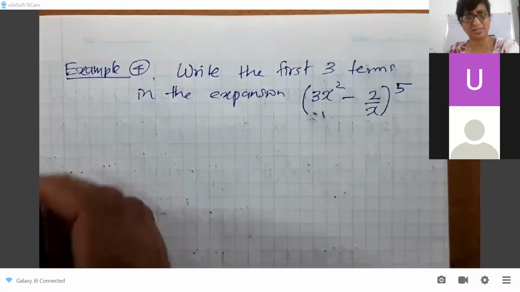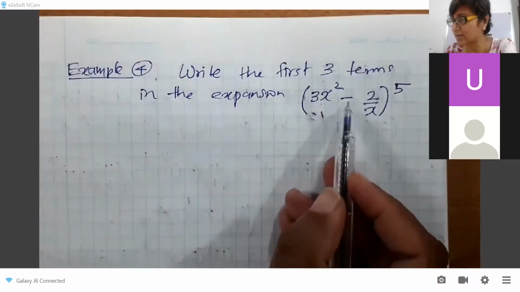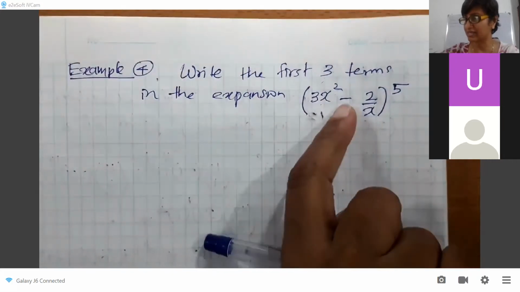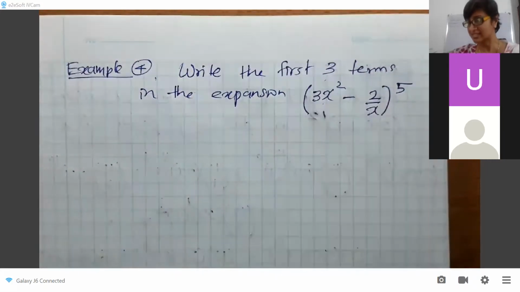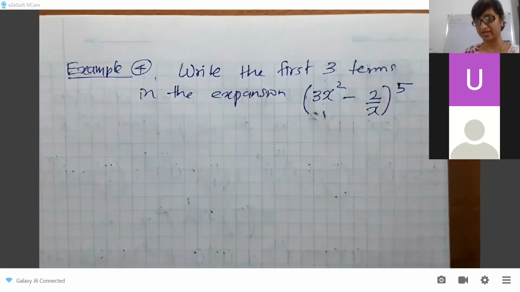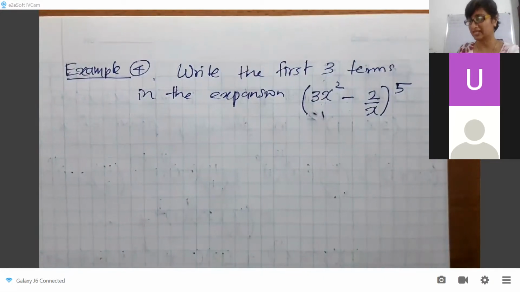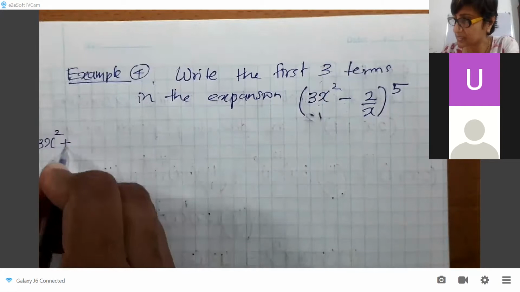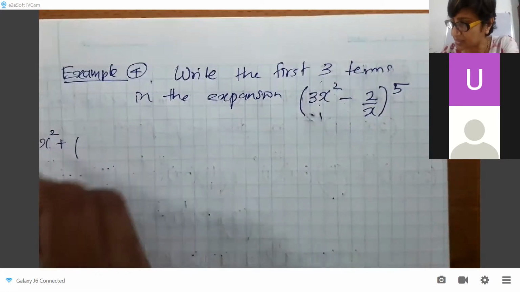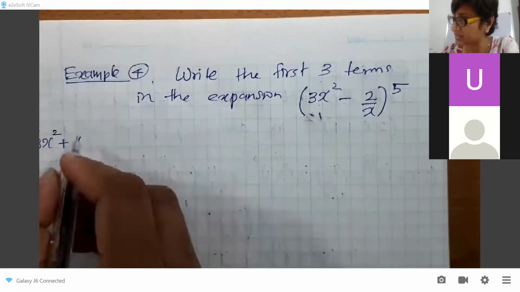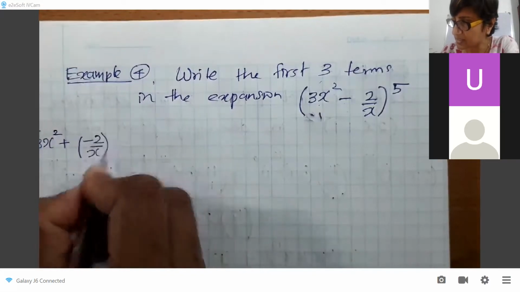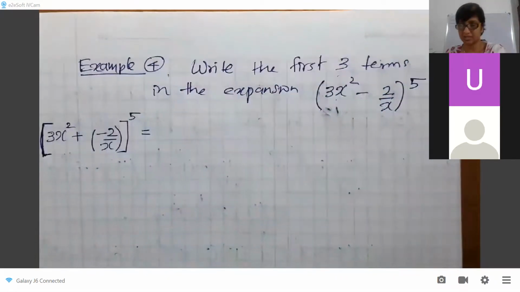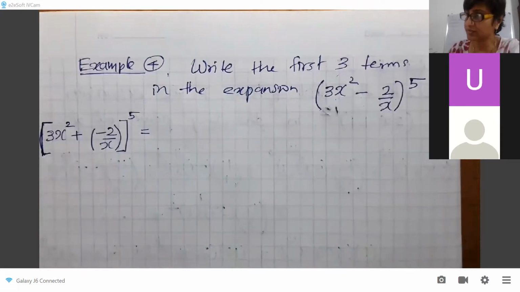Let us just slowly do it. The first thing you have to do, you don't even have to write it if you can think about it in your head, is make this minus sign belong to the second thing. So it's minus 2 over x, and think that you have a plus sign in front. So let me write it here like that: 3x squared plus, and I will put a square bracket, otherwise there are two similar brackets, minus 2 over x, to the power of 5. I need to write only the first 3 terms. So here we go.